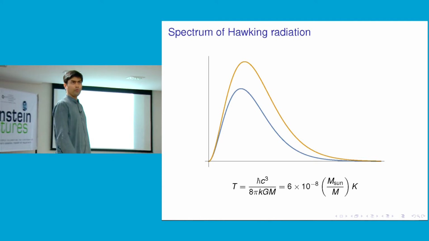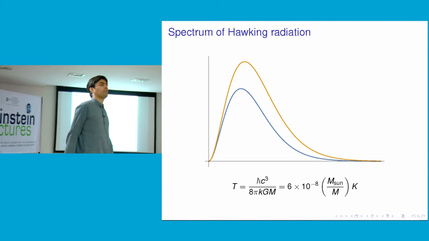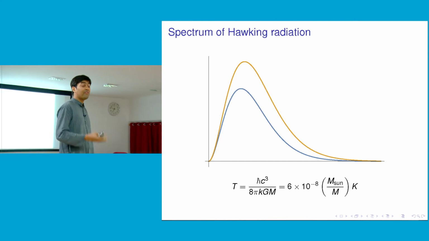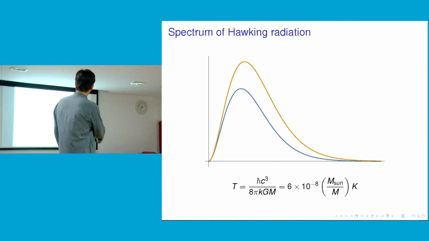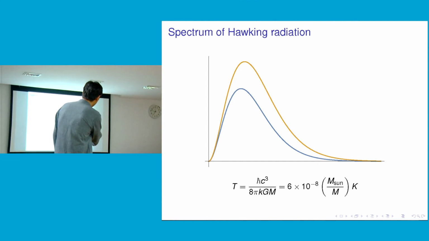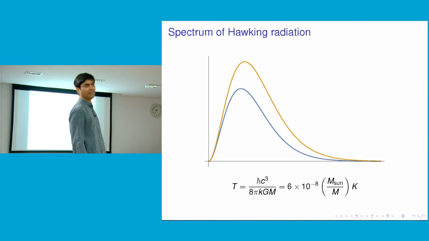Okay. Now, it is useful to put in some numbers for this formula for the temperature. Remember, I said it is a very weak fire, and in fact, if you have a black hole of the size of the sun, the temperature of that is just 10 to the minus 8 Kelvin.